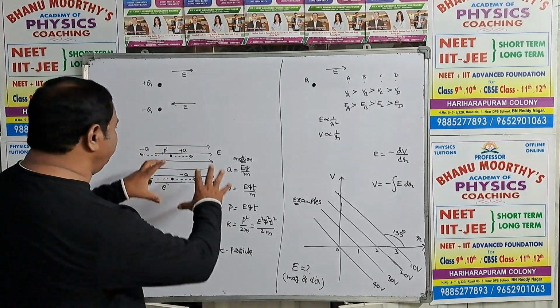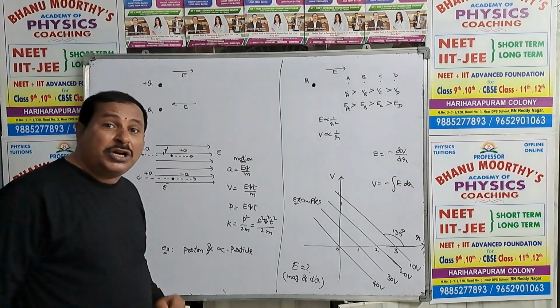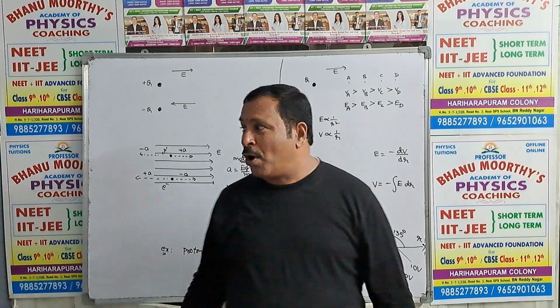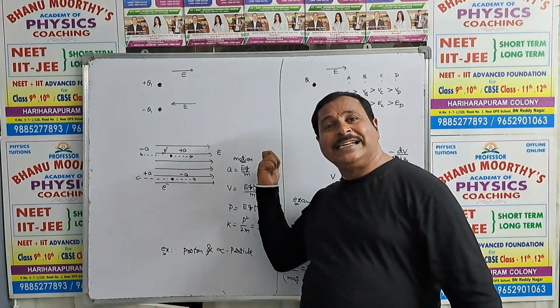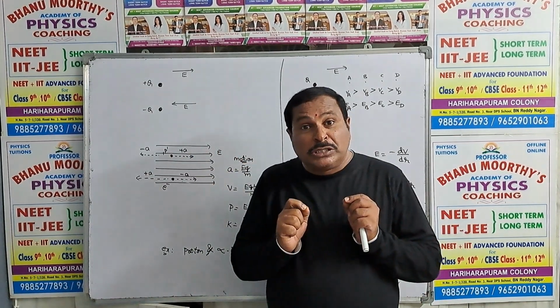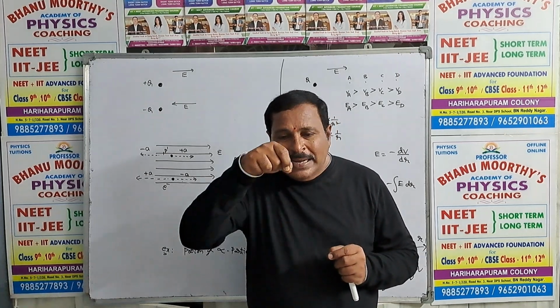Now, whenever an electron is dropped, very interesting: a positively charged particle dropped gets accelerated in the direction of the field, and a negatively charged particle, the electron for example, is dropped.